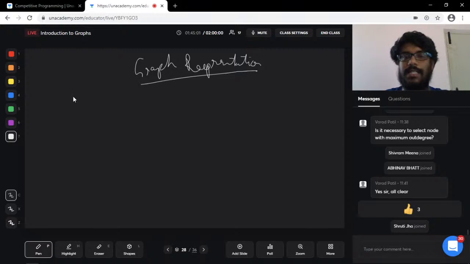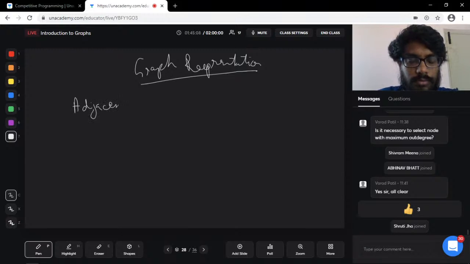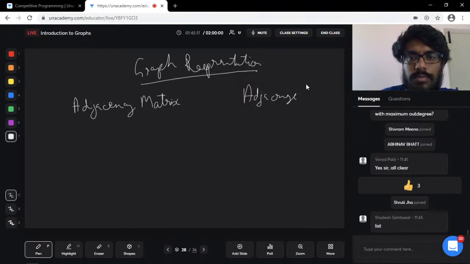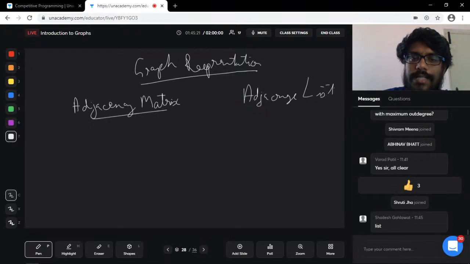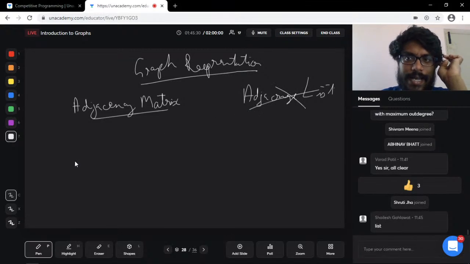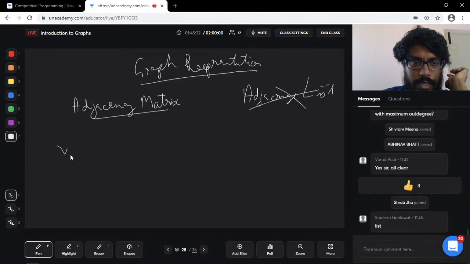And this basically has two main methods. One is called the adjacency matrix, and the other is called the adjacency list. Okay, so let's first look at the adjacency matrix. So let's forget this for now. Let's just look at adjacency matrix. Let's take an undirected, unweighted graph. Yeah, so I have V1.